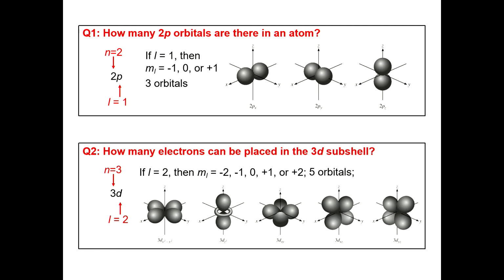So what I'm saying is, when you see 2p, the p is enough. p means l equals 1, and d means l equals 2. If l equals 0, it's s. The l means the shape, so if l is 0, the shape is like a ball, so we call it an s orbital.